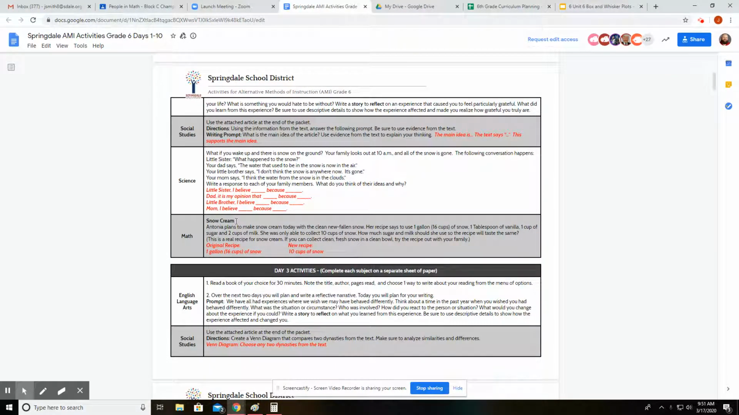It's titled Snow Cream, and it says Antonio plans to make snow cream today with the clean new fallen snow. Her recipe says to use 1 gallon, which is 16 cups of snow, 1 tablespoon of vanilla, 1 tablespoon of sugar, and 2 cups of milk. She was only able to collect 10 cups of snow. How much sugar and milk will she need to use so that the recipe will taste the same? And it says this is a real recipe for snow cream. If you can collect clean, fresh snow in a clean bowl, try the recipe out with your family.